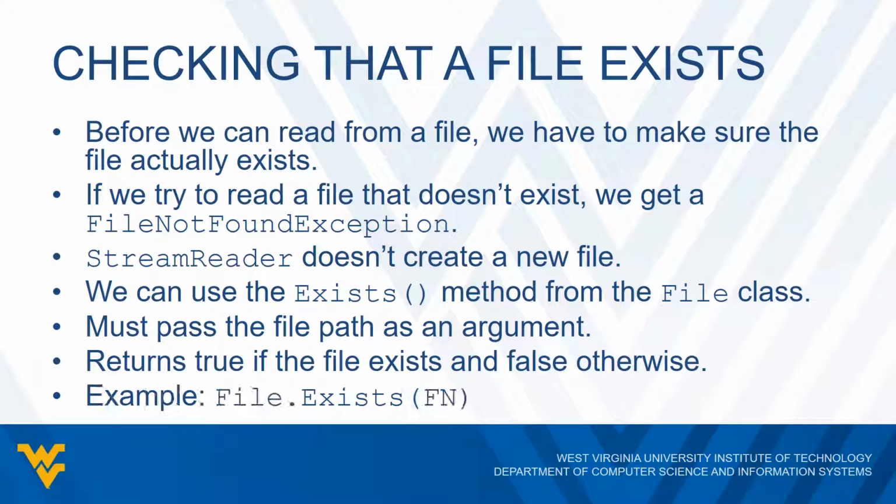Let me give you a simple example here. Since this is from the file class, we would have to have file in front of it. So we would do file.exists, and then we would pass the file name, whether you do it directly or through a variable. And this simply returns true if the file is there, and it returns false if the file is not there.